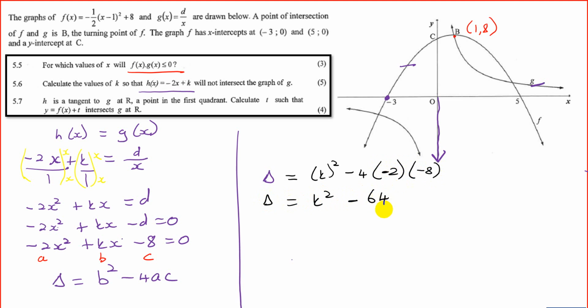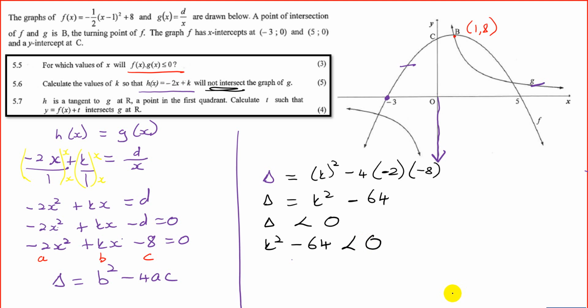Now, we are looking at a solution where they do not intersect. So we're looking for roots that are not real. And that is when delta is actually less than 0. So we're going to be looking at when is k squared minus 64 less than 0. And if we solve that, we get the critical values here to be 8 and minus 8.